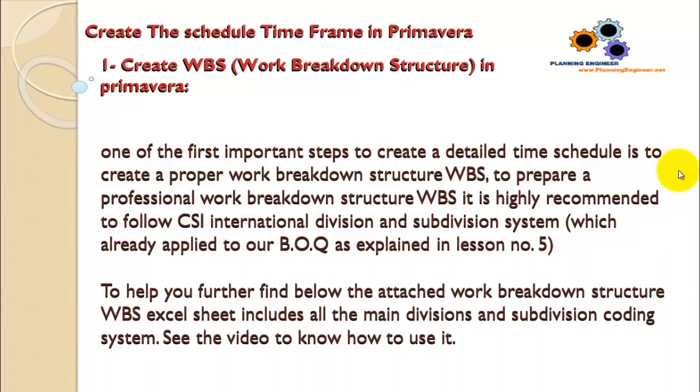To help you further, find below the attached work breakdown structure WBS Excel sheet. This includes all the main divisions and subdivision coding system. This will help you to break down all the activities and will give you a very good understanding of how to break down any activity in any division or subdivision. Let's see how this Excel sheet looks and how it can help us if your bill of quantity is not already divided by the CSI International Division and Subdivision.